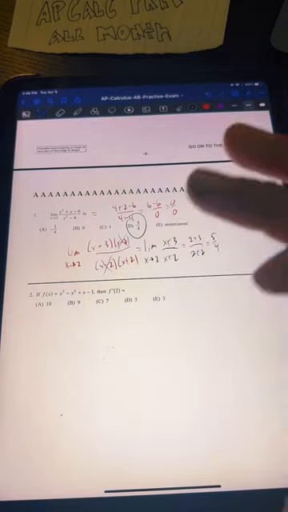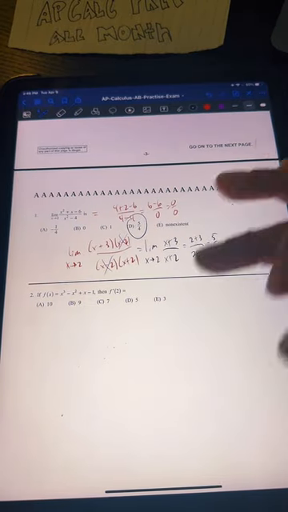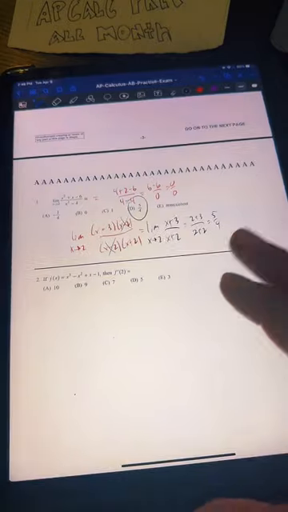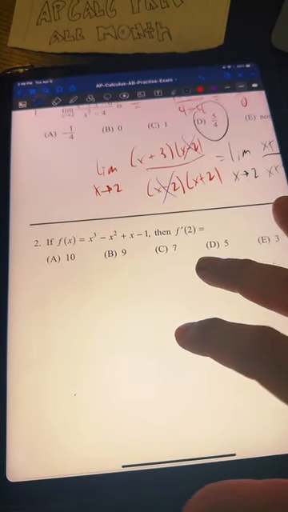Okay. Again, if you want to use L'Hopital's rule, you are more than welcome to. There is absolutely nothing wrong with that. This is a multiple choice test, so no one's really going to know exactly what you're doing here.